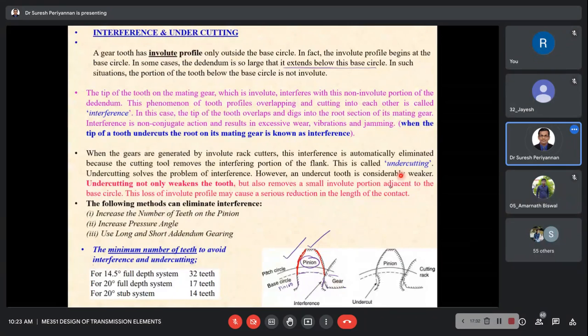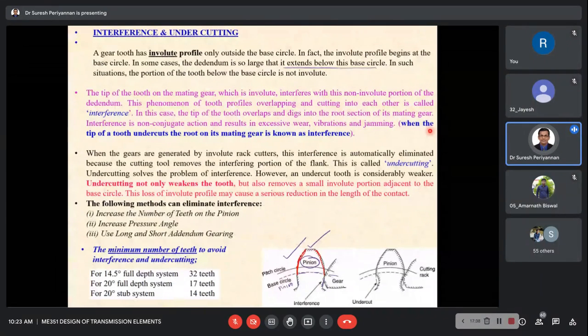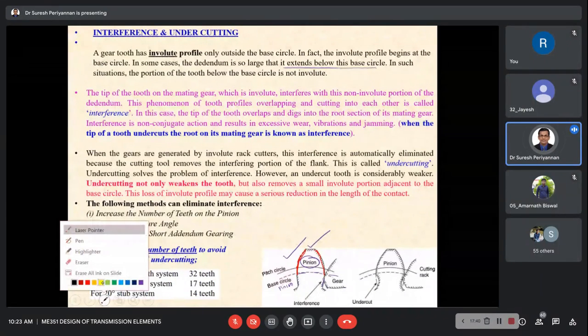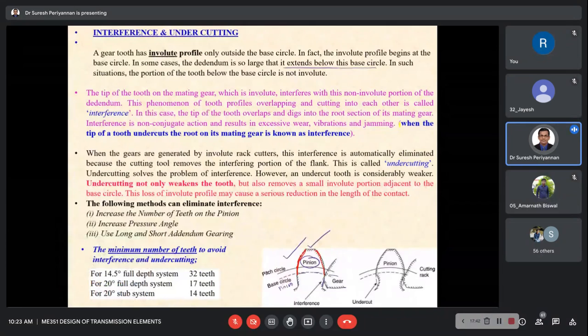Now simply, how can we say it in one sentence, very briefly: when the tip of the tooth undercuts the root of the mating gear, it is known as interference. I have explained how it is happening. This is called interference.